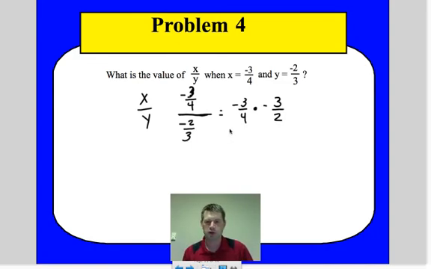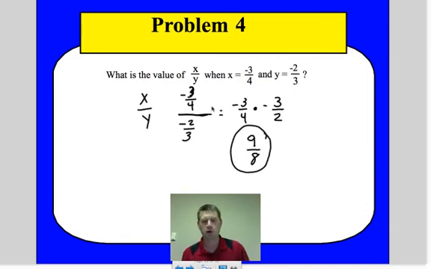Now we multiply straight across. 3 times 3 is 9. 4 times 2 is 8. And two negatives again makes a positive. So it's 9/8, that's the simplified form. So with fractions over fractions, you multiply by the bottom's reciprocal. That's important to know. You'll see that a lot in the remainder of this course.